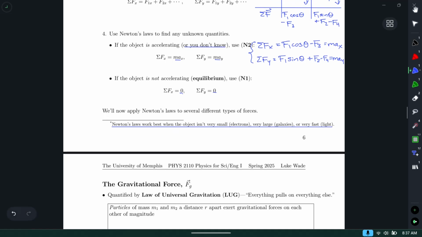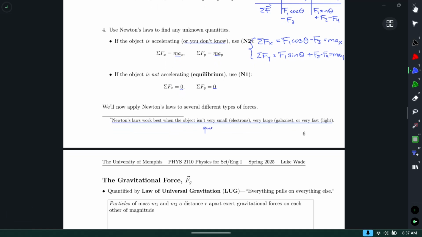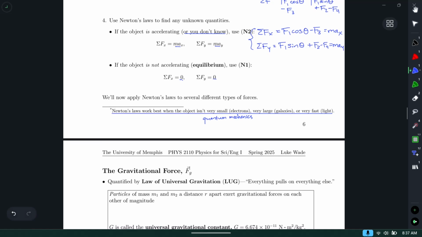Extremes like small masses, so electrons. In that case, we have a different theory of motion, quantum mechanics. If things are very large, like galaxies, the masses get astronomical in size. In that case, Newton's laws stop working, but we have a different theory for that, general relativity. And then for things that are going very fast and are massless, that's why they're able to go so fast, like light, we have special relativity.